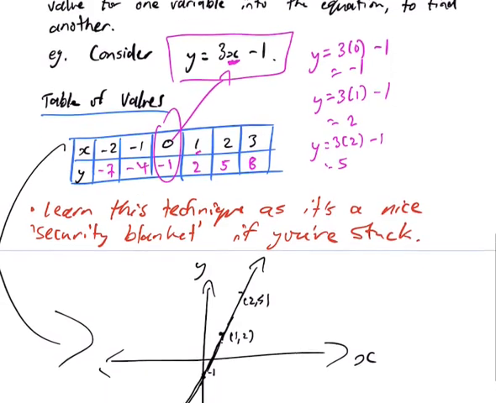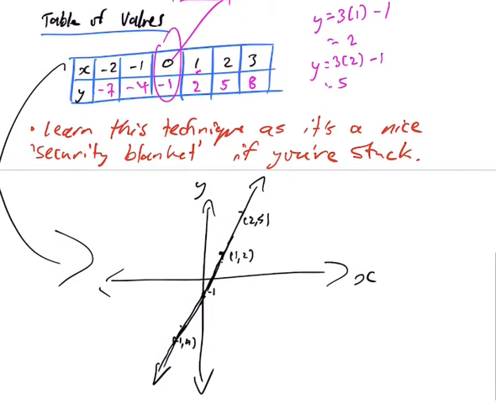Whenever we're graphing something, always important to write our equation on there. So we'll finish off by writing that. Y equals 3x minus 1. And there is my graph. That's it, guys. That's an introduction to linear functions.